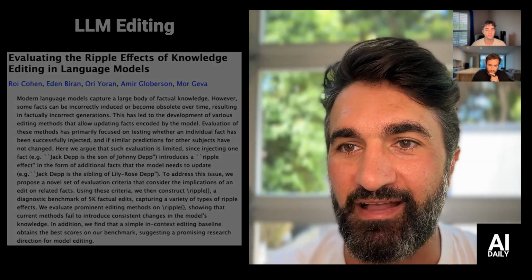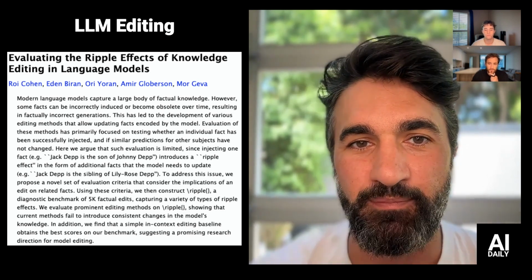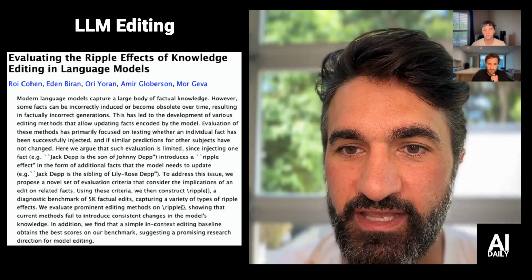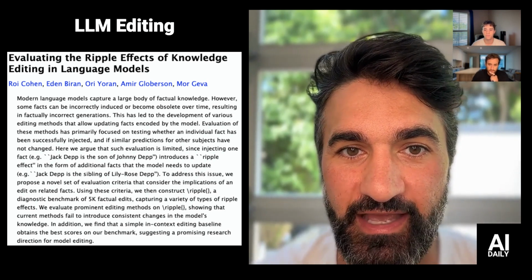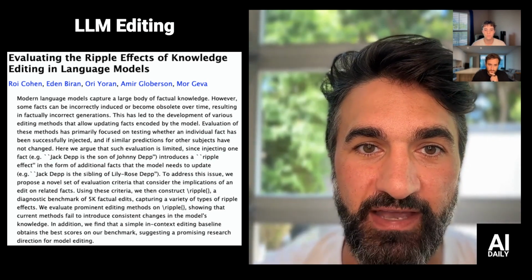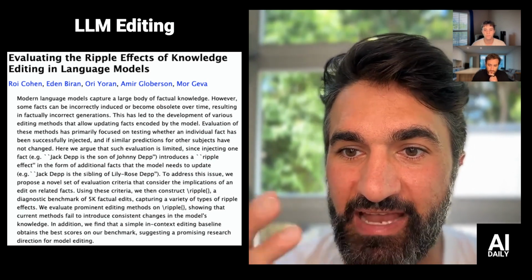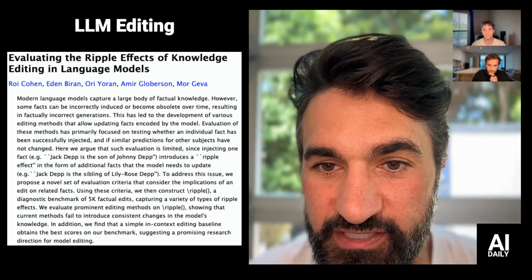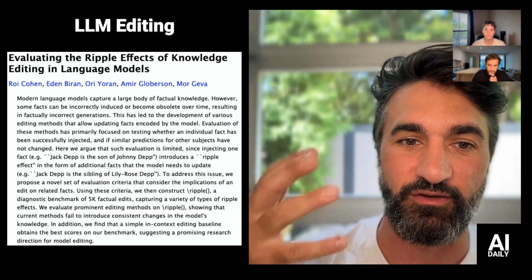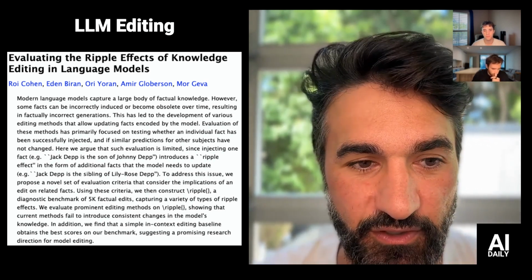As always, let's jump into our first story, evaluating the ripple effects of knowledge editing in language models. In this paper, folks are trying to understand the effects of changing individual facts or adding facts to an LLM and what ripple effects that causes. The example they give is, if you say that Jack Depp is the son of Johnny Depp, well, then that implies that there are siblings of Jack as well. So you have to update your understanding of the siblings if you're just adding a fact about Jack Depp being the son of Johnny Depp.